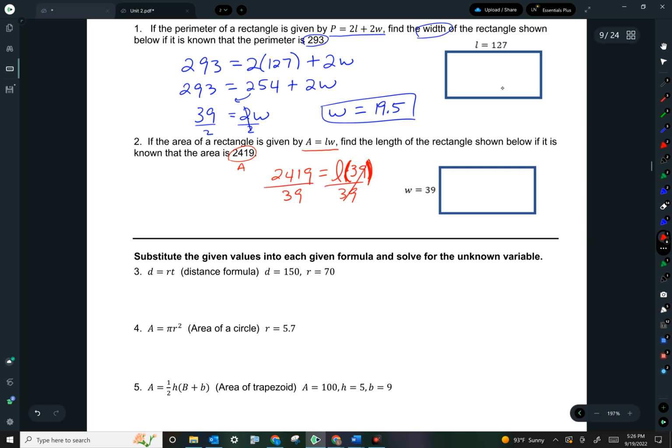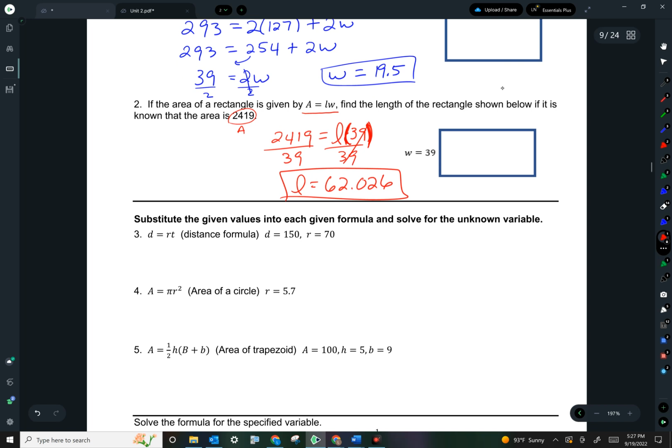Now if I want to solve for L, wouldn't I just divide both sides by 39? And again, I'm going to let you do the calculator work, so I'll do this one more with you, but after this I'll let you do all the calculator. So 2419 divided by 39, that means the length is, and we always round to the third decimal place, 62.026. So L equals 62.026. Okay, so that's when we have numbers to plug in.